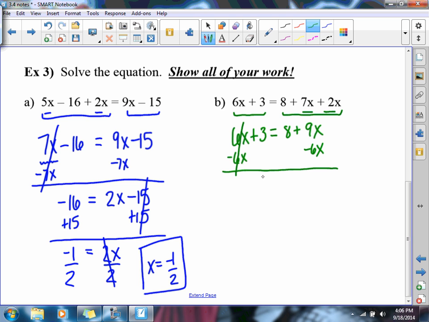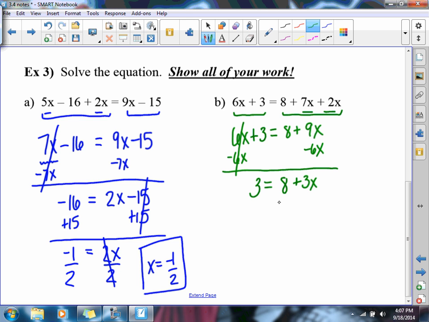So the 6 and the negative 6, they cancel, so I get the 3 equals 8, and then 9 minus 6 will be plus 3x. And now I have a two-step equation that I'm going to finish solving.